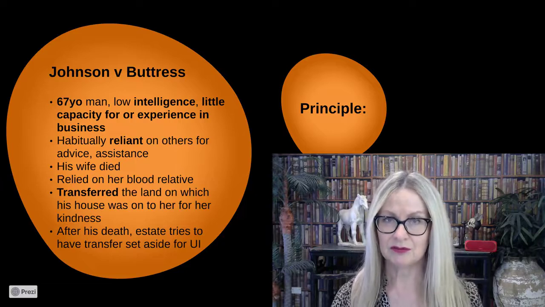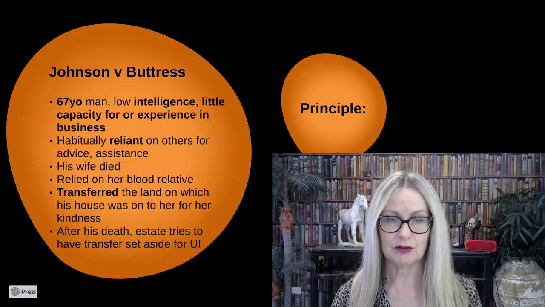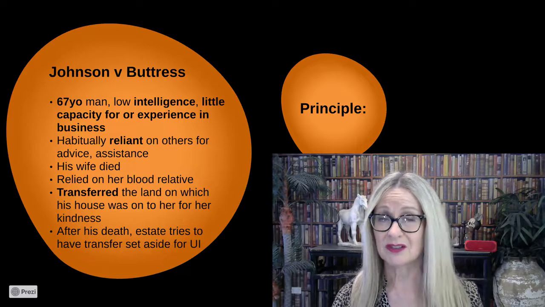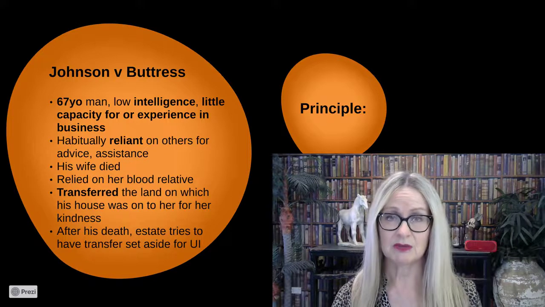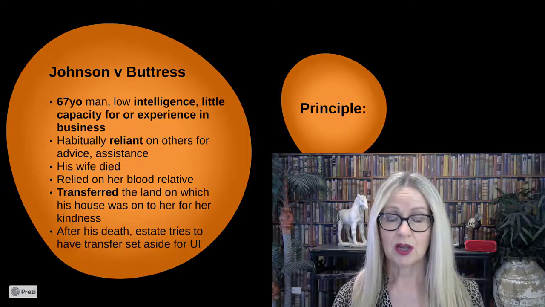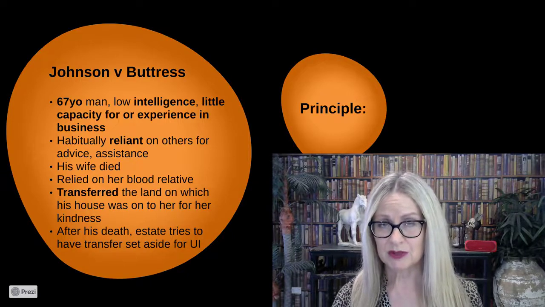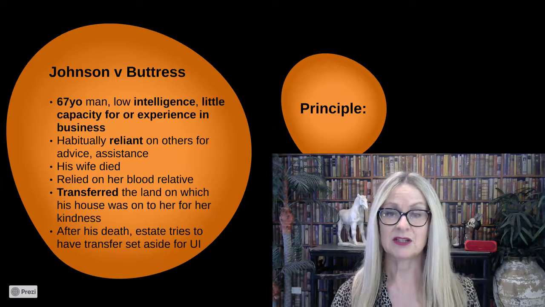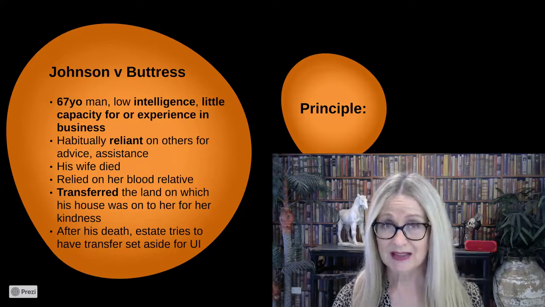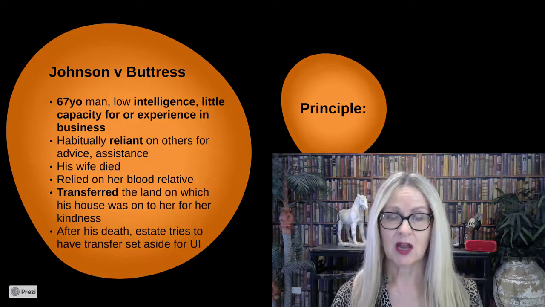However, that relationship evolved over time. So Mr. Buttress was 67 years old. He was wholly illiterate. He was found by the court to be of low intelligence. He had little experience or capacity for business affairs.